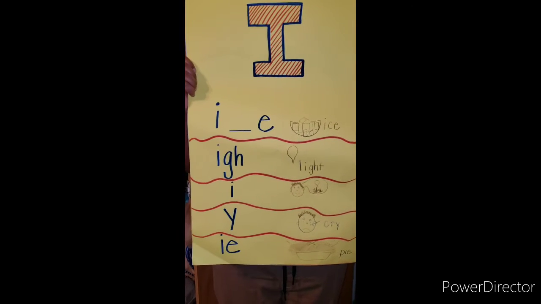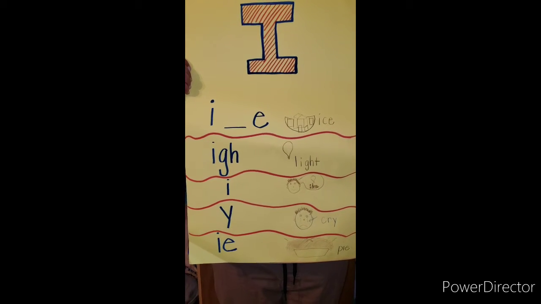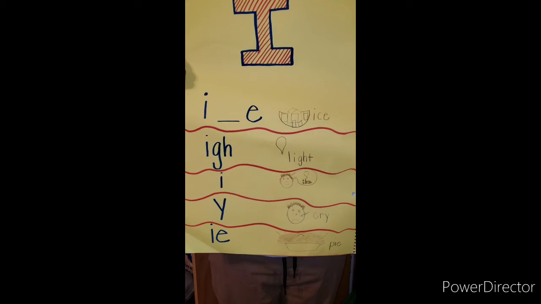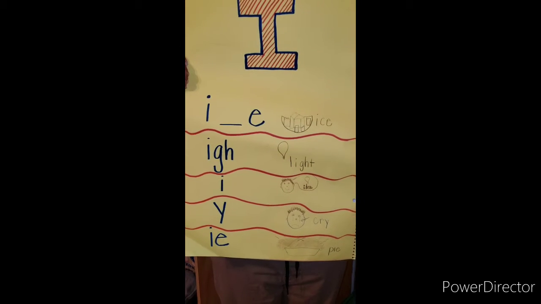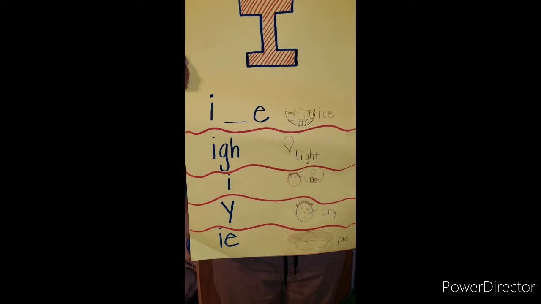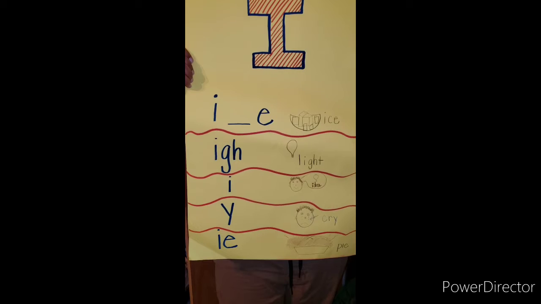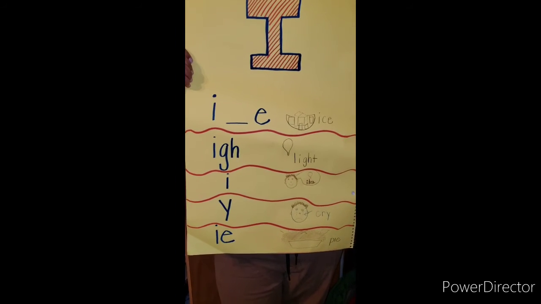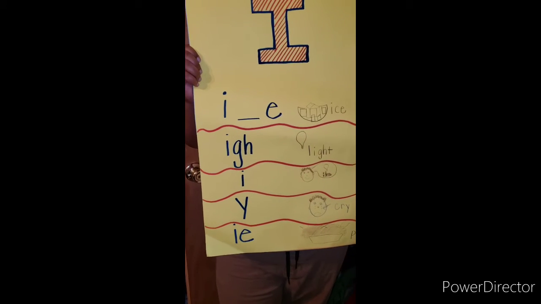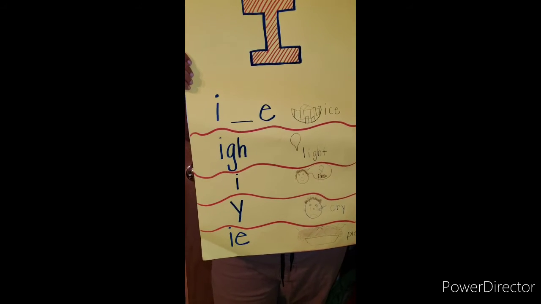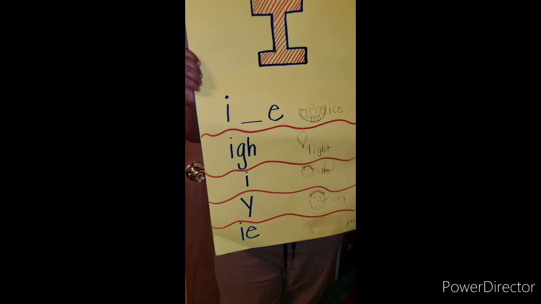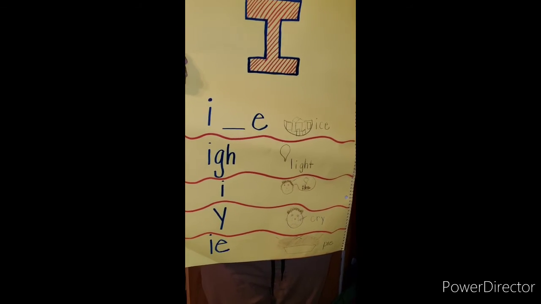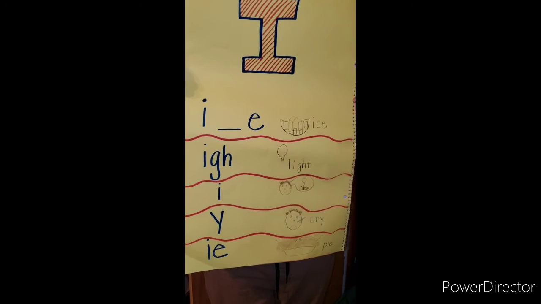The next one would be the letters I, G, and H. I drew a picture of a light. Light. As you can see, the word light is L-I-G-H-T. It has the I-G-H. When we say the letters I, G, and H, it says the I sound. So that word is light. All right.